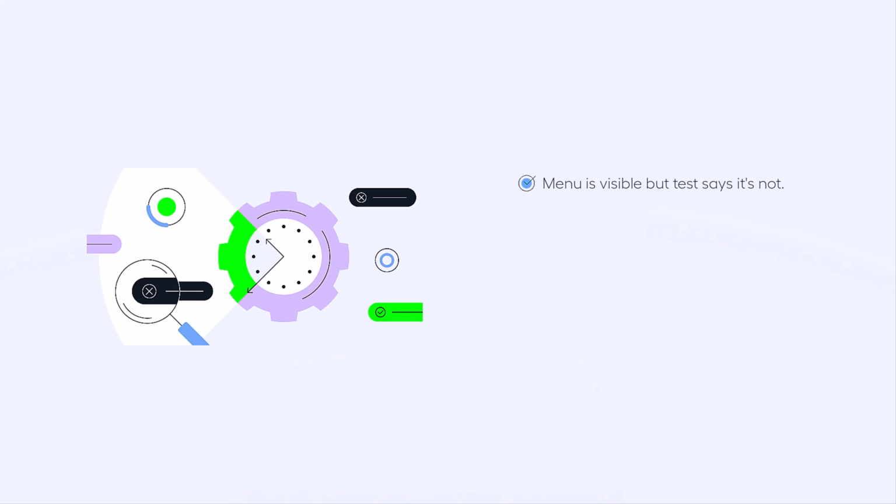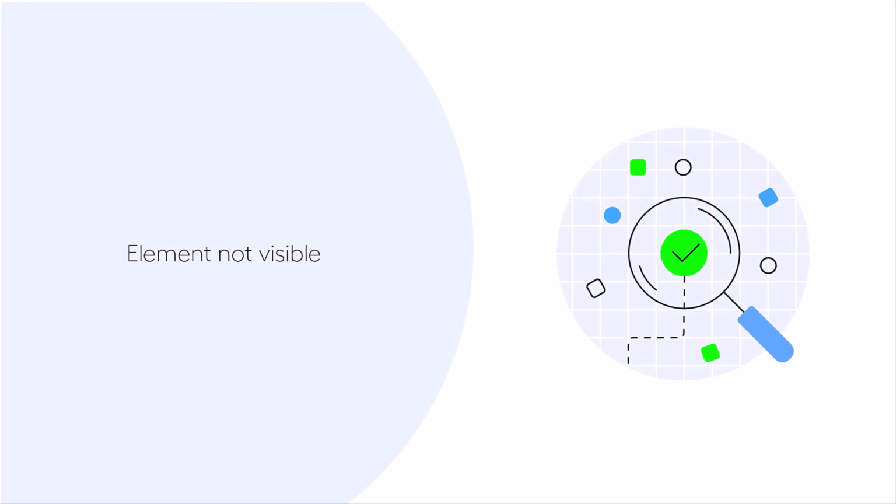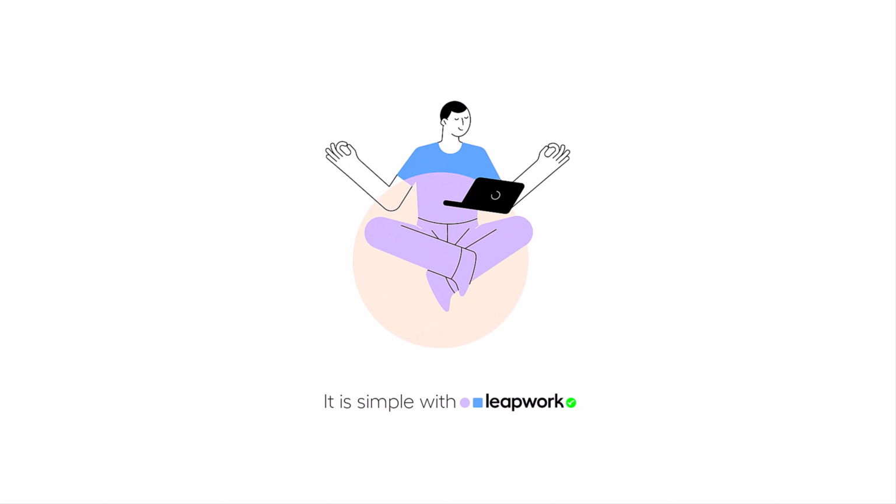Have you faced challenges like a menu that's clearly on the page but your test says it's not visible? A cookie banner blocking a button your test needs to click? Or a section that doesn't scroll into view reliably across runs? These issues usually happen because the element isn't actually within the visible part of the screen, the viewport, even though it exists in the DOM. That's where Leapwork can help, making it simple to detect, scroll to, and interact with such elements using visual automation.